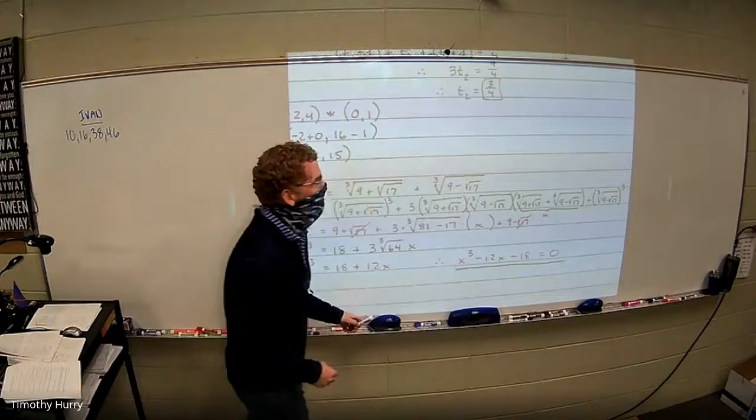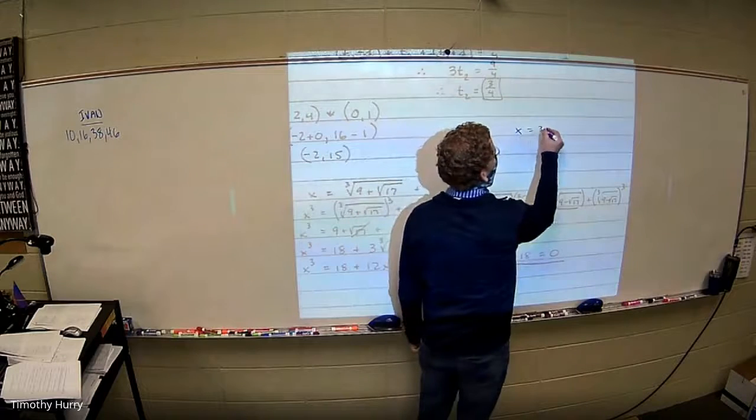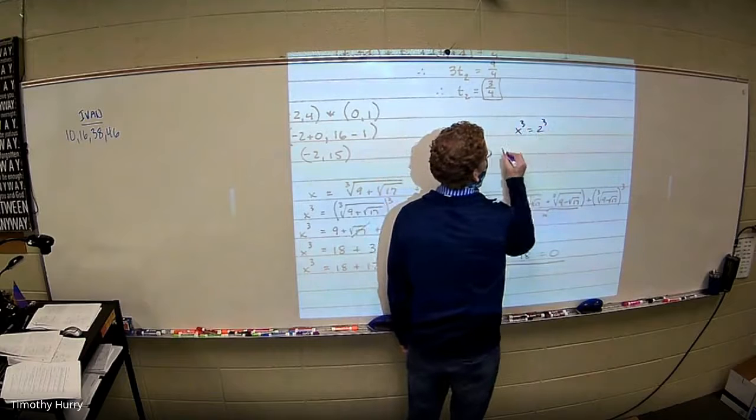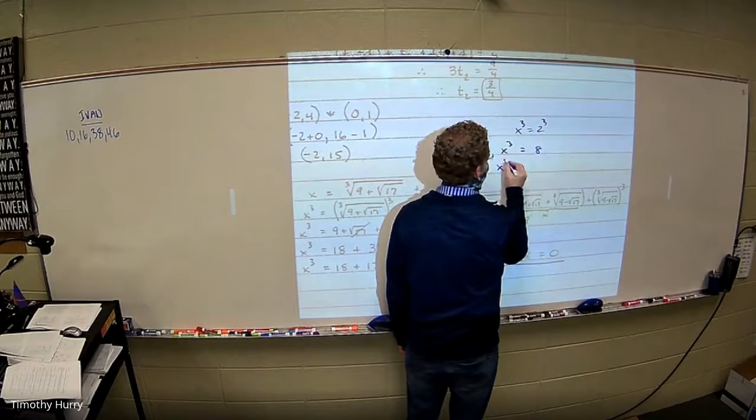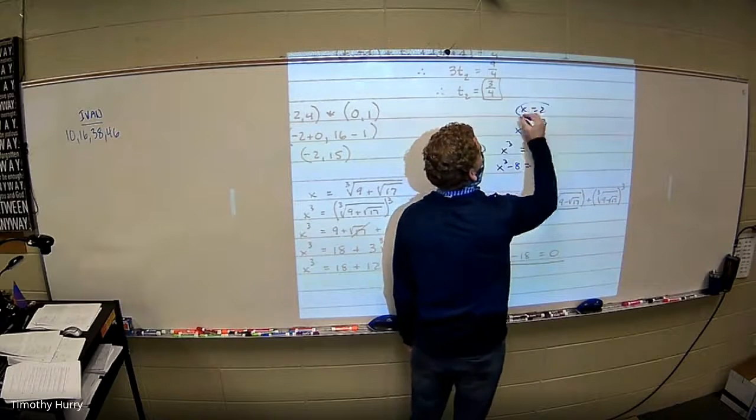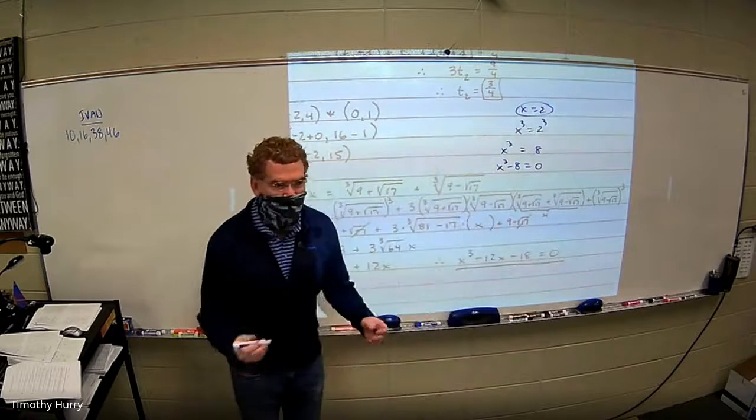It's kind of like me doing this. If I told you that 2 was an answer, and I cube both sides, isn't x cubed minus 8 a polynomial that has x equal 2 as an answer? So that's literally what I'm doing.